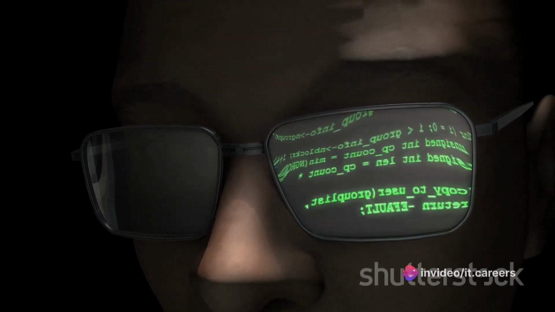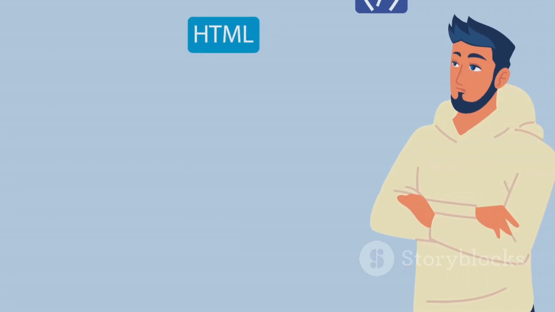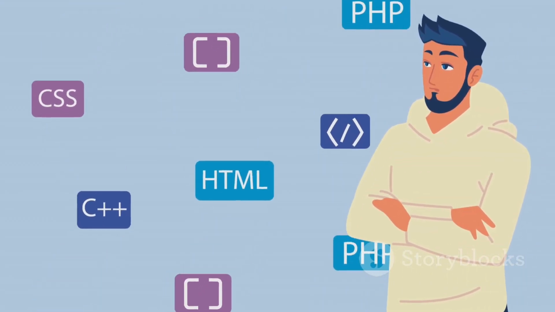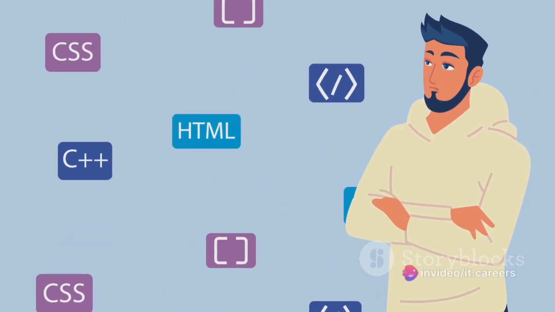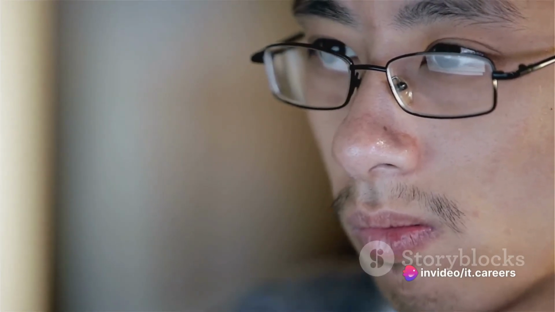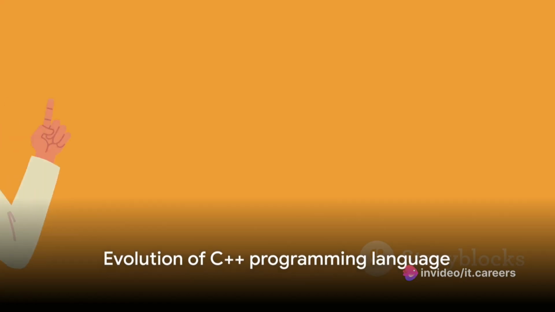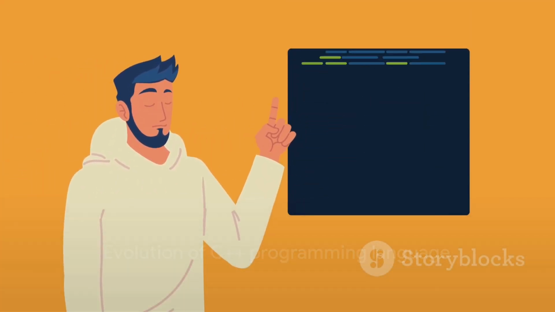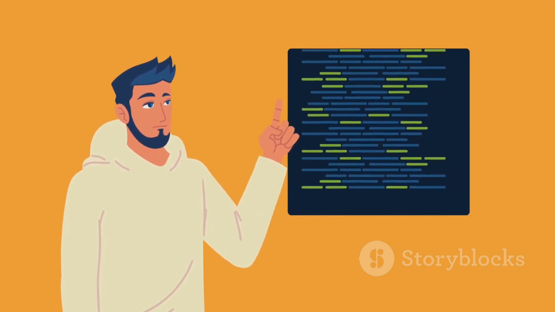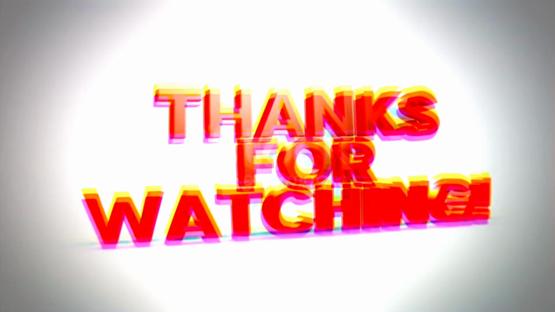Despite not being a purely object-oriented language, C++ effectively combines procedural and object-oriented programming, making it a powerful tool for various platforms. With its rich history, unique characteristics, and powerful extensions, C++ continues to be a vital tool in the world of programming.